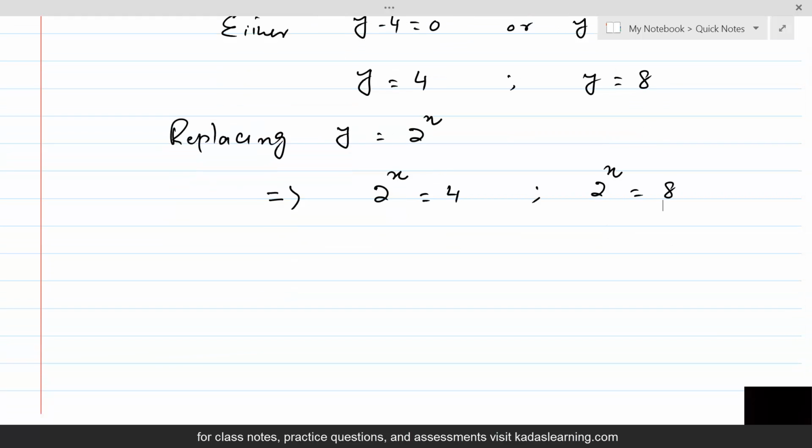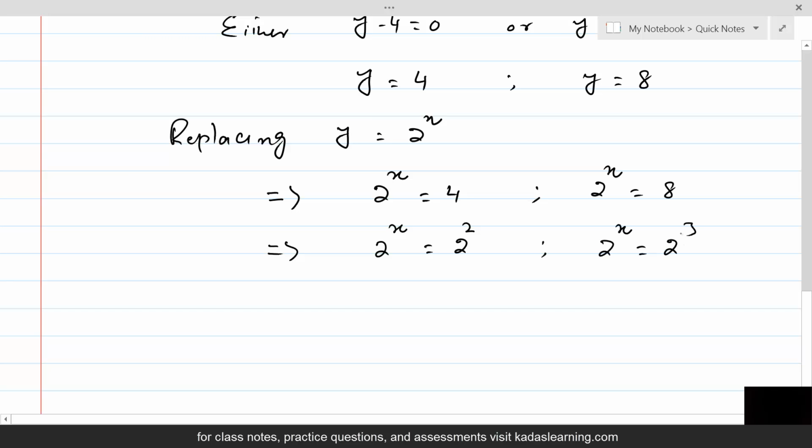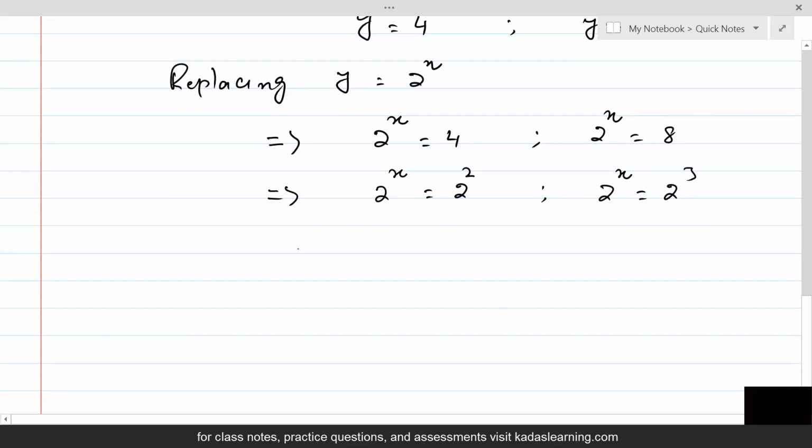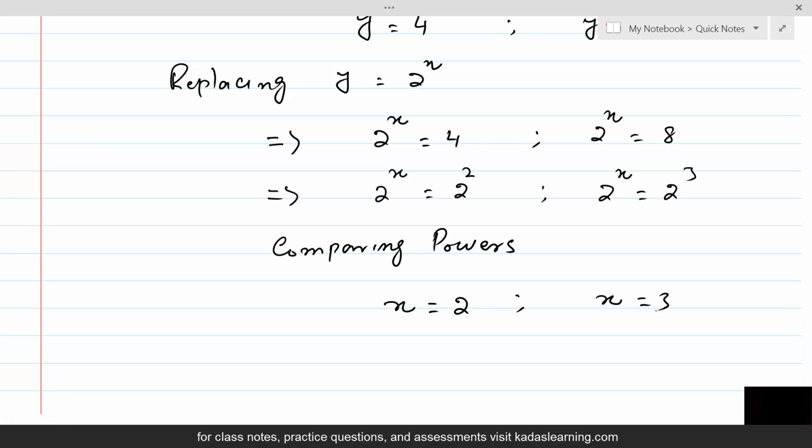We know if we want to write 4 in exponential form, this will give us 2 power x equal to 2 power 2, and 8 could be similarly written as 2 power 3. This is writing numbers in exponential form. So comparing powers, we get x equal to 2, and we get x equal to 3. So this is the solution of the given exponential equation.